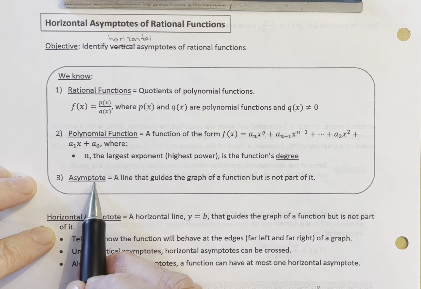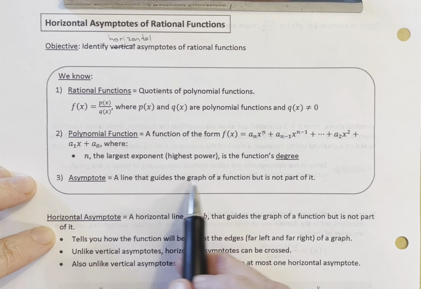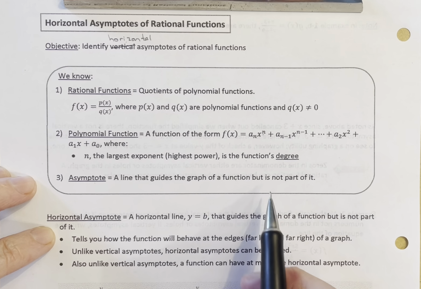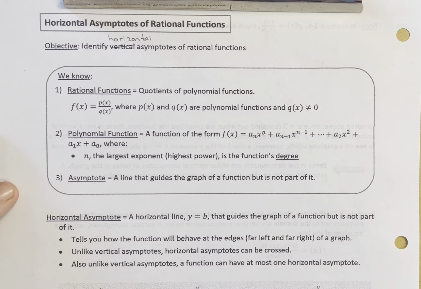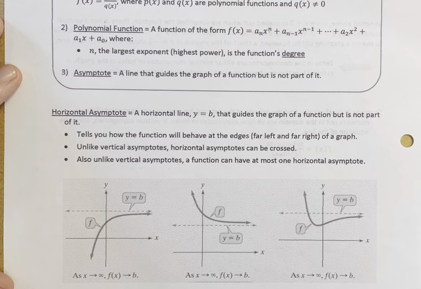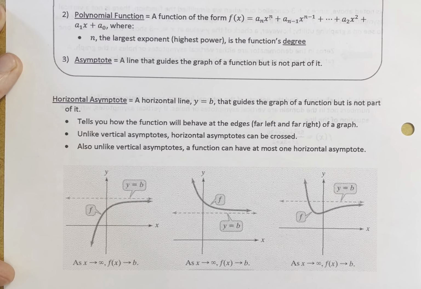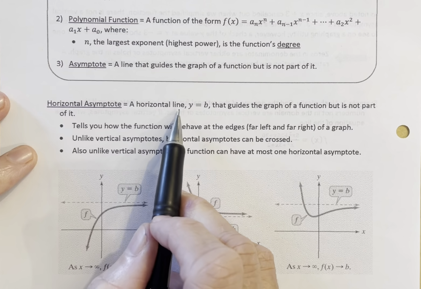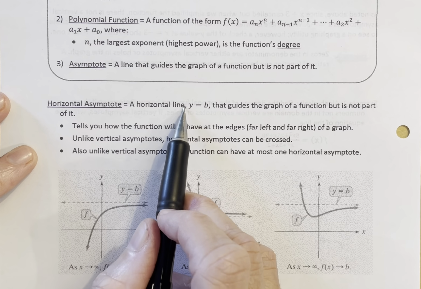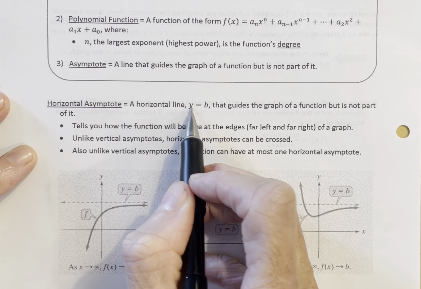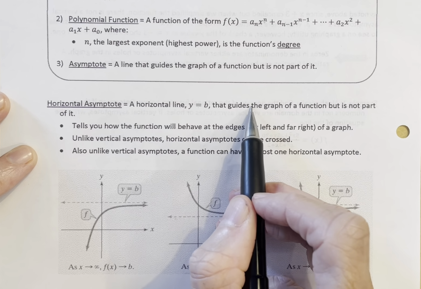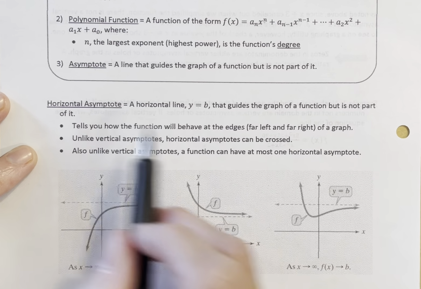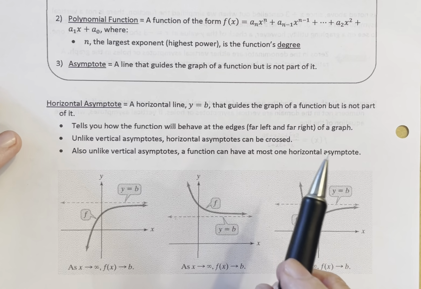And we know what an asymptote is. It's a line that guides the graph of a function but is not a part of the graph of a function. Okay, so what's a horizontal asymptote? Well, as you might imagine, it's a horizontal line, and horizontal lines are always y equals a number. It's a horizontal line that guides the graph of a function but is not part of it.